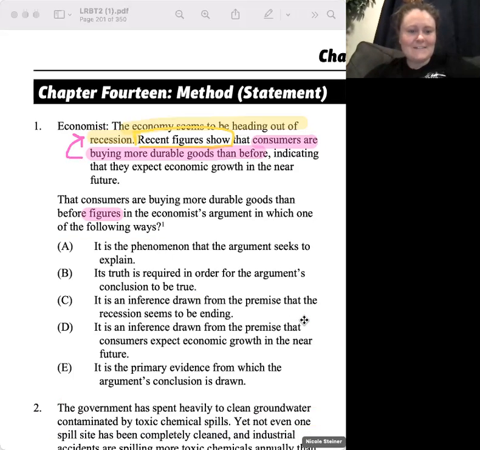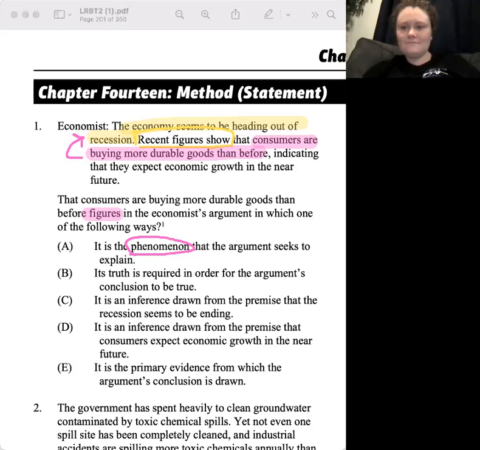Excellent. Go ahead and read through these and tell me what you think of the answer choices. Read them out loud, please. Okay, A: it is the phenomenon that the argument seeks to explain. What does phenomenon mean? I feel like it points to the conclusion, or what it's stating in the argument. Whenever I see this word, I literally just replace it with the word thing. It is the thing the argument seeks to explain. Is our sentence, consumers are buying more durable goods than before, the thing that we're trying to explain?